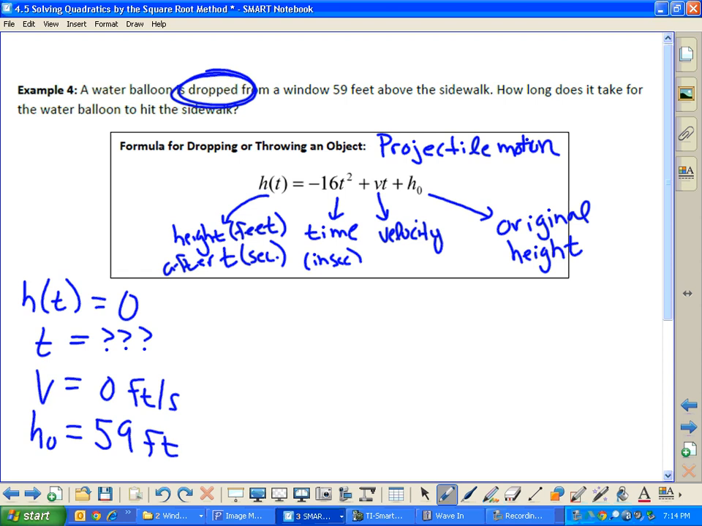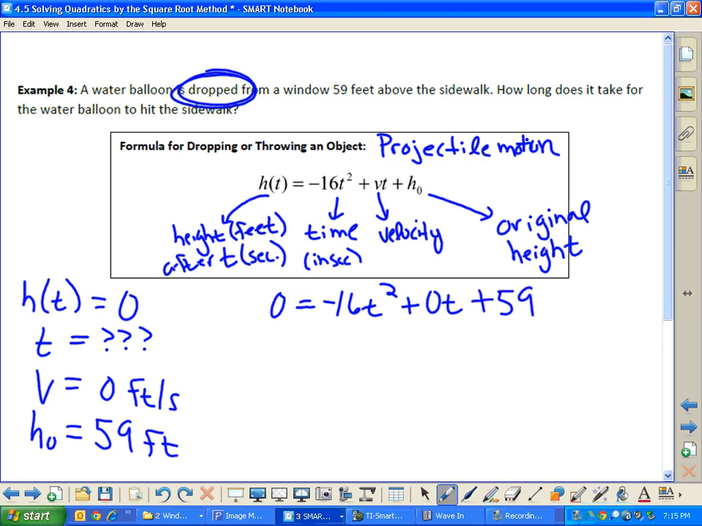This is function notation, by the way, f of x. You don't do anything with the h times t. Okay, so now it's kind of like plug and chug. H of t becomes 0. I don't know what t is. V is 0 because we're dropping the object, and the initial position is 59.